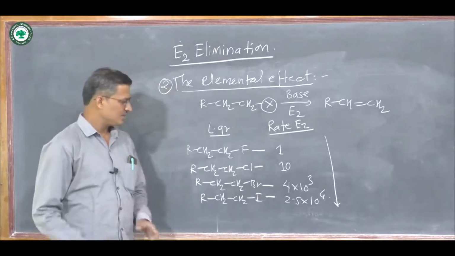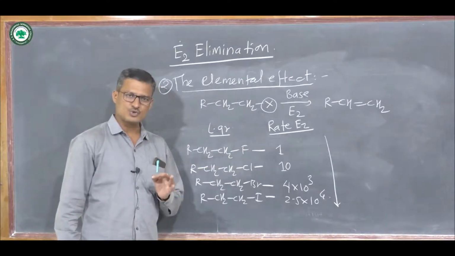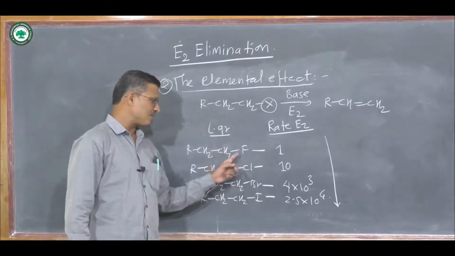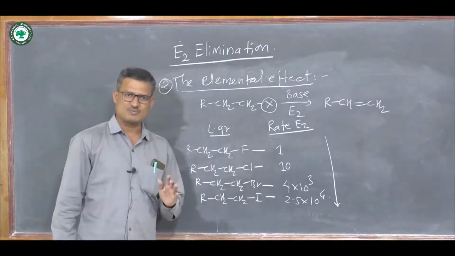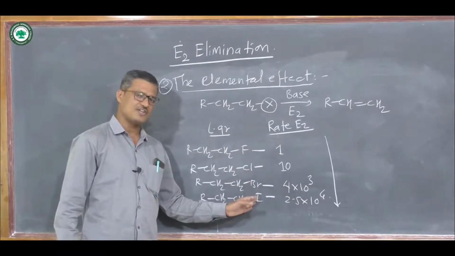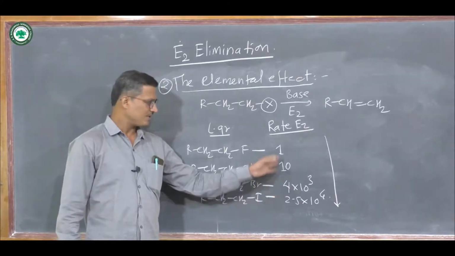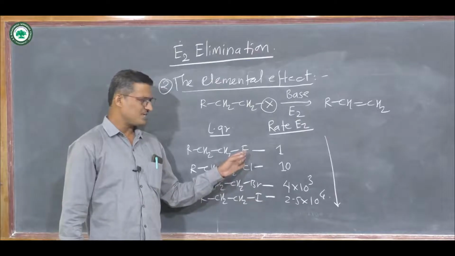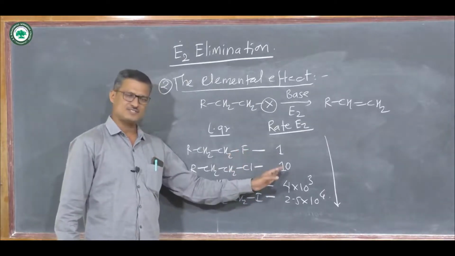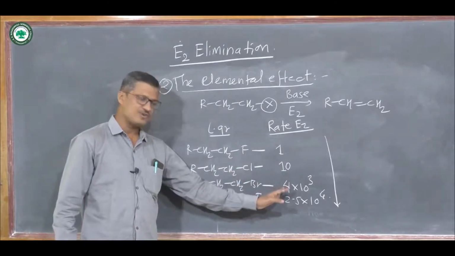Because we already know the bond between this alpha carbon and the leaving group is also broken in a slow step. When the bond between this alpha carbon and leaving group is not broken in a slow step, or is broken in a fast step, then whether you take fluorine, chlorine, bromine or iodine, in all the cases the rate of reaction is the same, or constant. But we see that if you take fluorine, it is not a good leaving group, the rate is 1. Chlorine is a better leaving group than fluorine, the rate is increased, it is 10. Bromine is a better leaving group than chlorine, the rate is increased to 4 into 10 raised to 3.